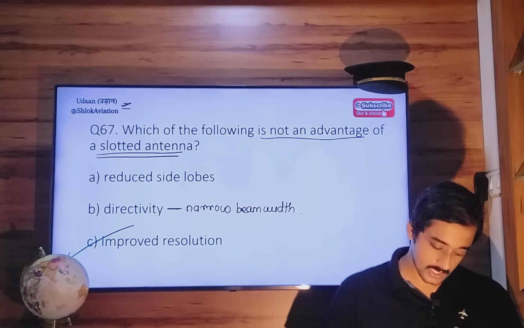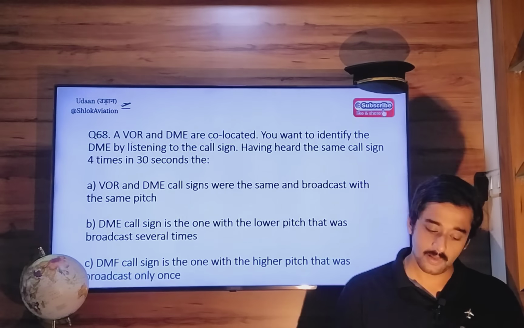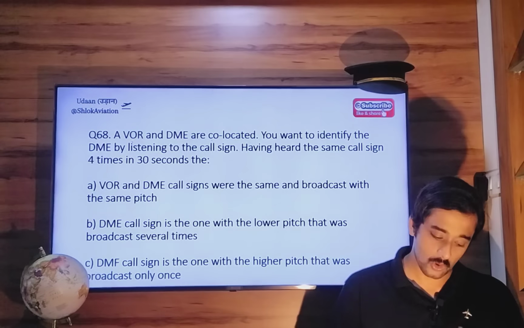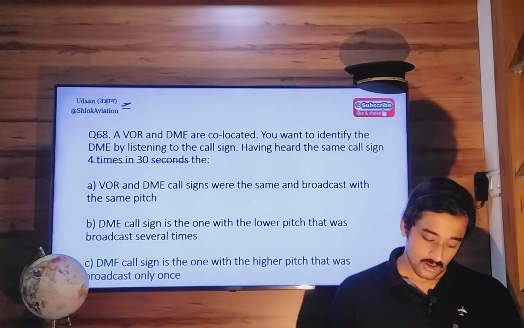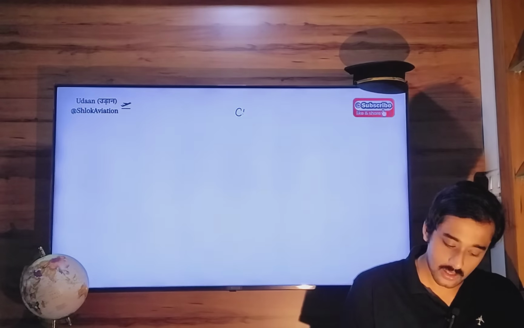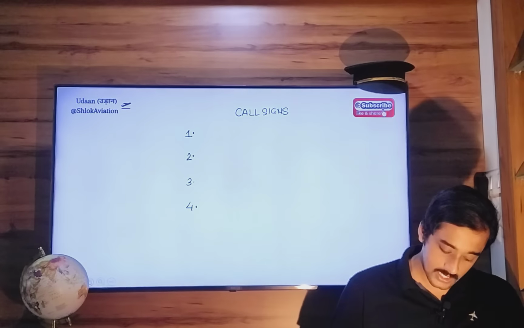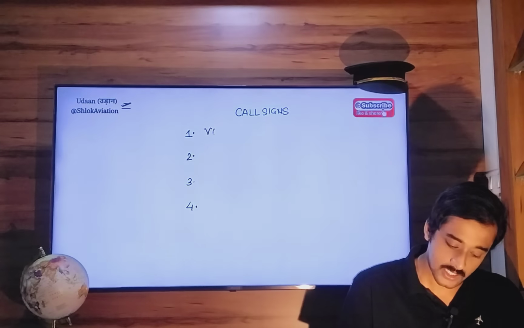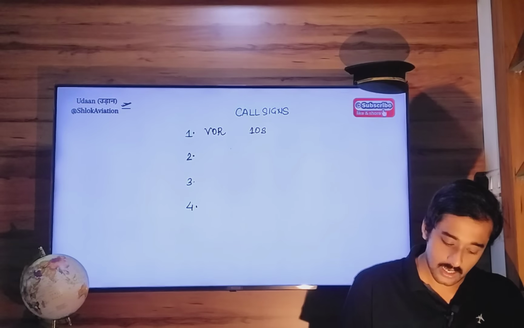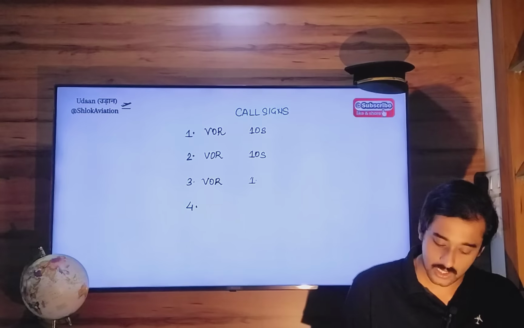Okay, next. 68. A VOR and DME are co-located. You want to identify DME by listening to the call sign. Having heard the same call sign 4 times in 30 seconds, what happens? Now, when VOR and DME are co-located, 4 call signs will be given out. 1, 2, 3, 4. So first 3 times you will hear the call sign for the VOR station. VOR first 10 seconds, again VOR, next 10 seconds, third time VOR, again 10 seconds.